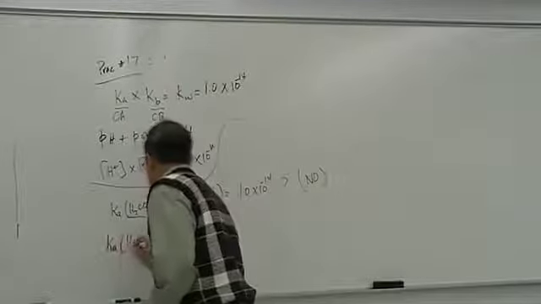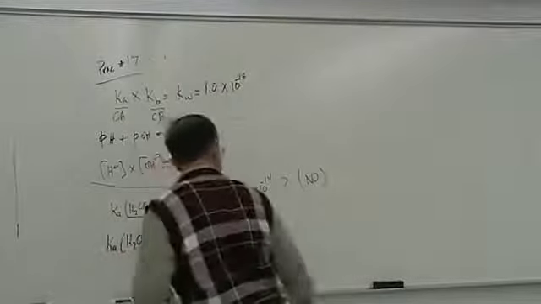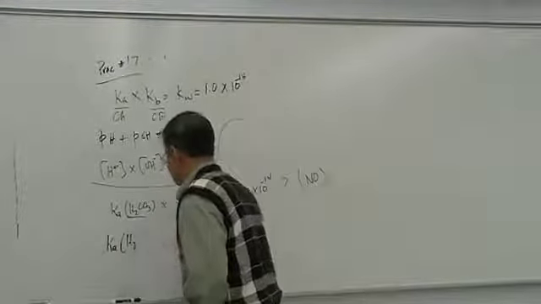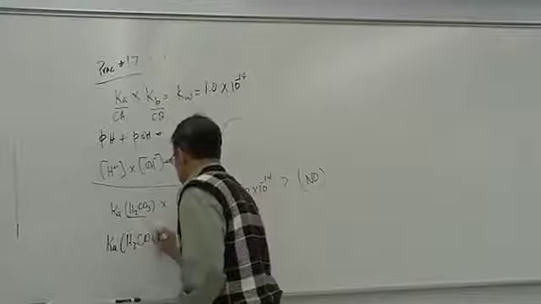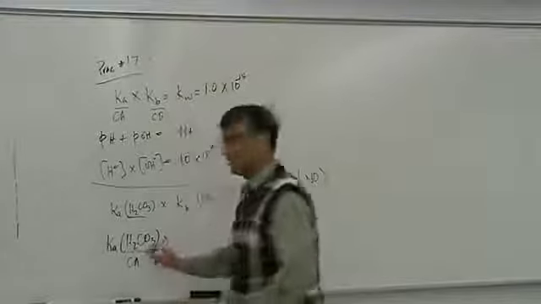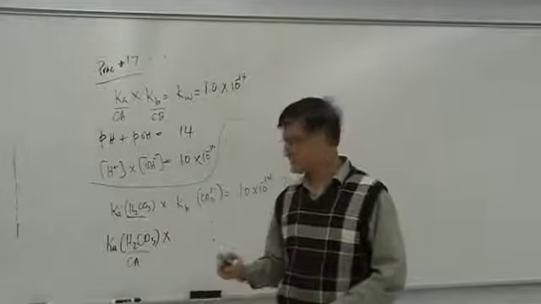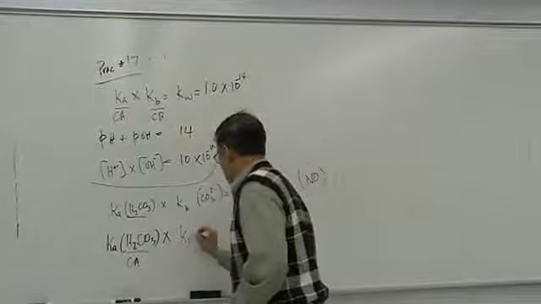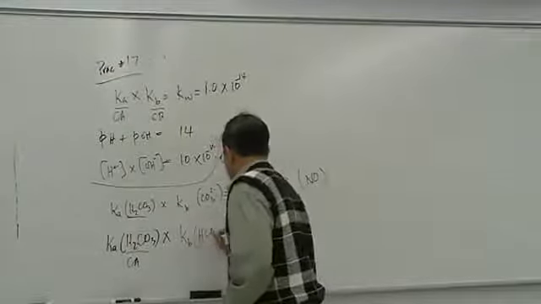Ka times H2CO3, this is H2CO3, times, this is the acid, conjugate acid. Conjugate base, you remember how to get the conjugate base? Knock off H plus. That means Kb of HCO3 minus.